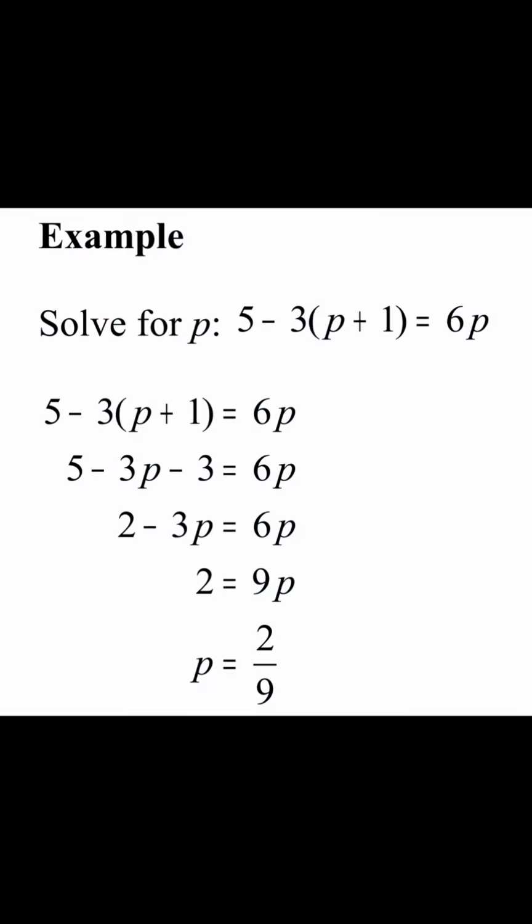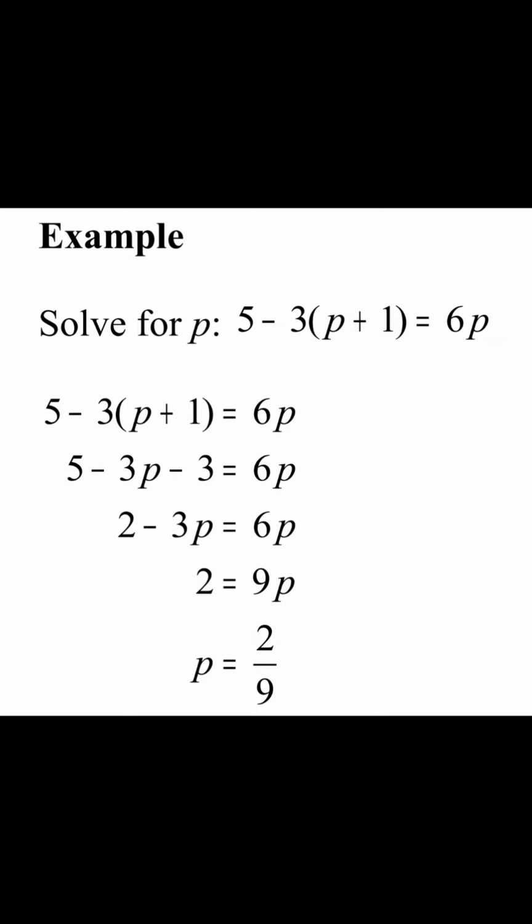5 minus 3 times p plus 1 equals 6p. Alright, the first line: 5 minus 3 times p plus 1 equals 6p.